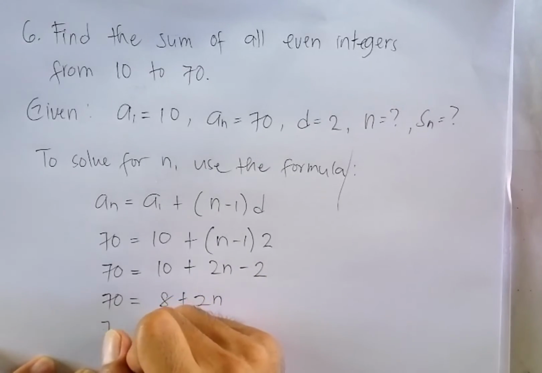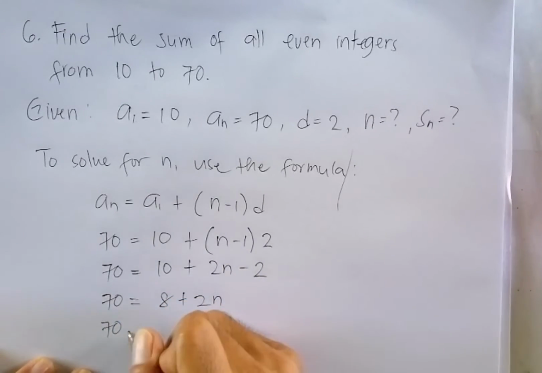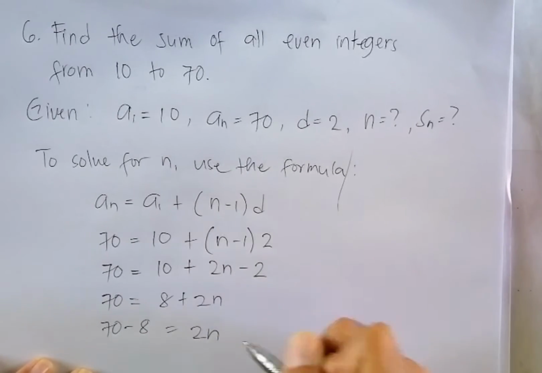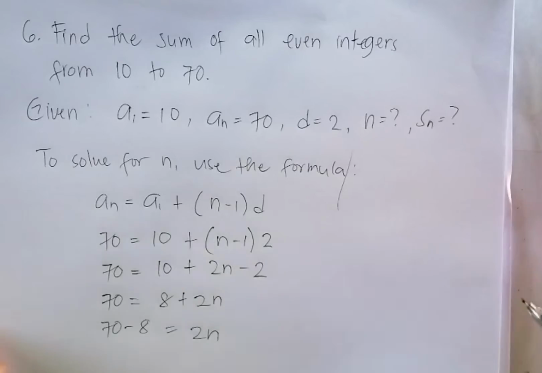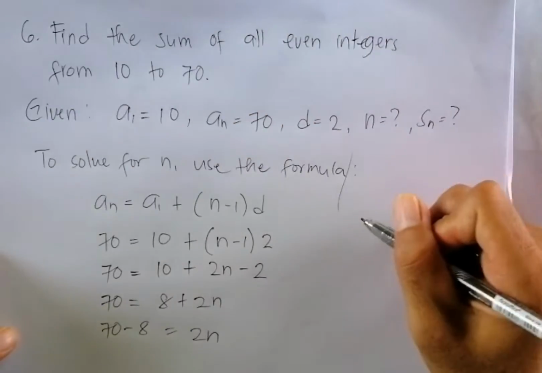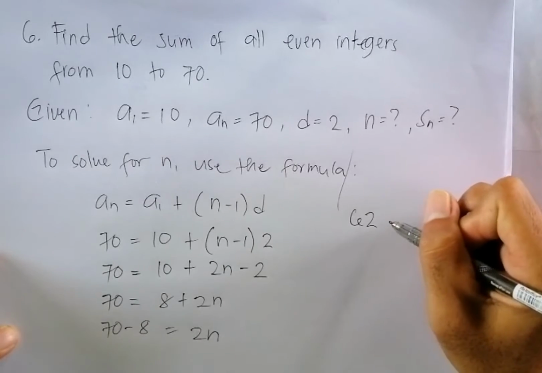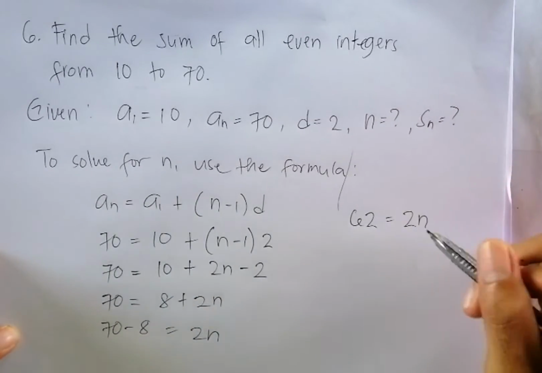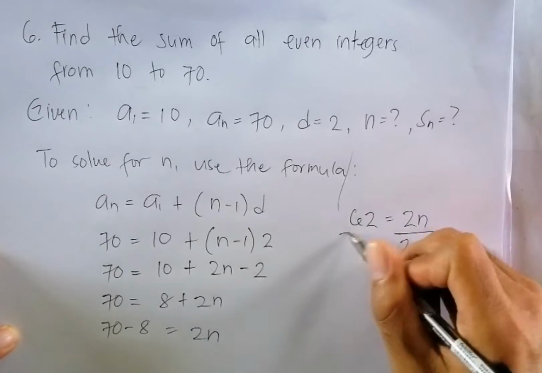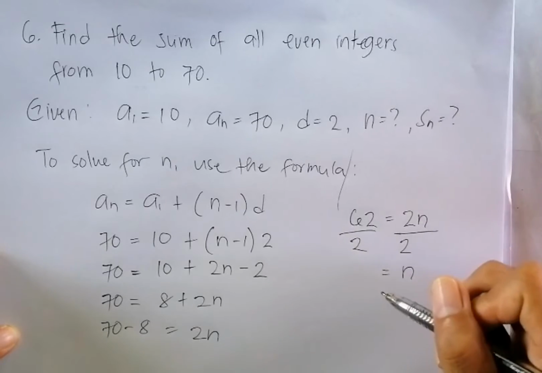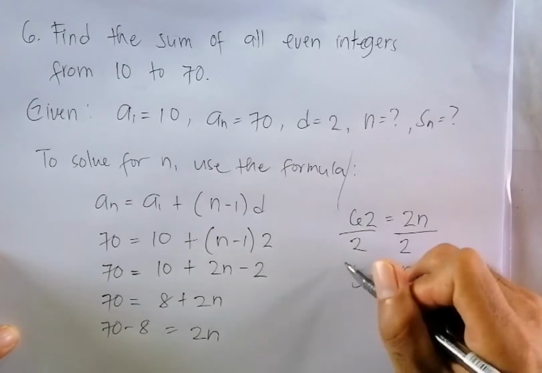Then by applying the addition or subtraction property of equality, we're going to subtract 70 minus 8 is equal to 2n. Then 62 is equal to 2n. To eliminate 2, divide both sides of the equation by 2. So the value of n is equal to 31.